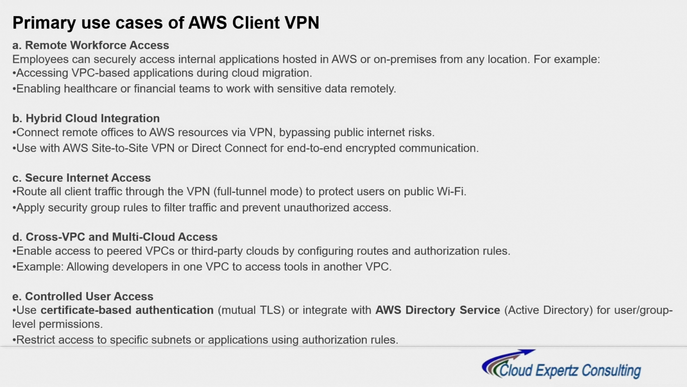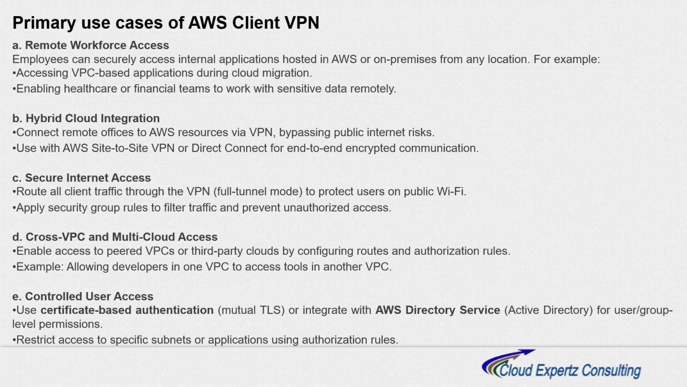Third point, it also provides secure internet access, because it routes all client traffic through the VPN, which is full tunnel mode, to protect users on public Wi-Fi. Also, it applies security group rules. I'm sure that you already know what a security group in AWS is. So it applies security group rules to filter traffic and prevent unauthorized access.